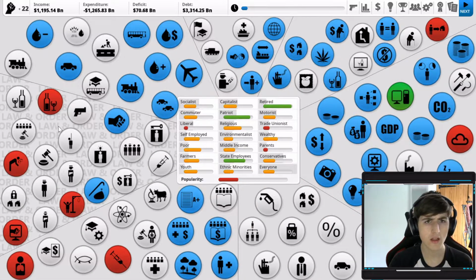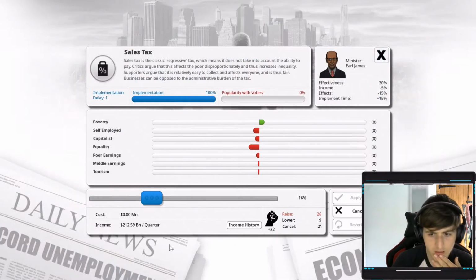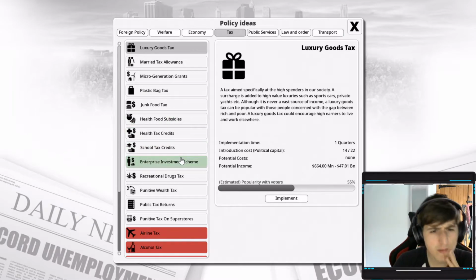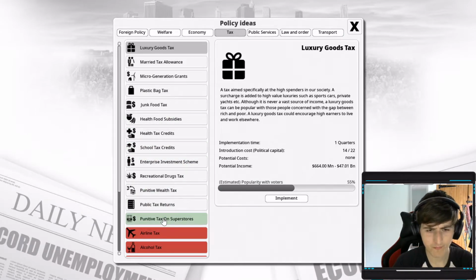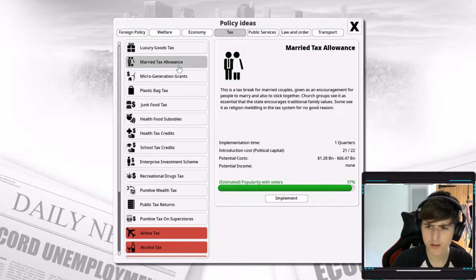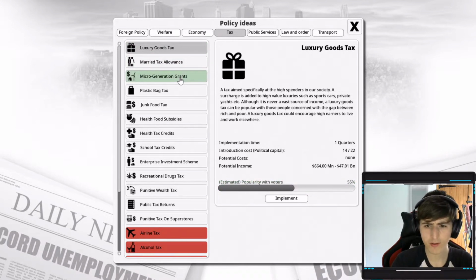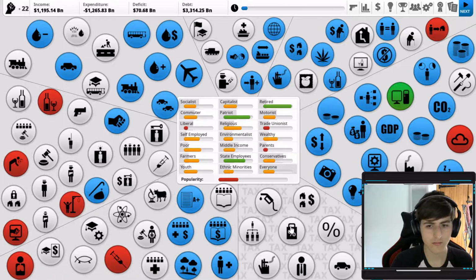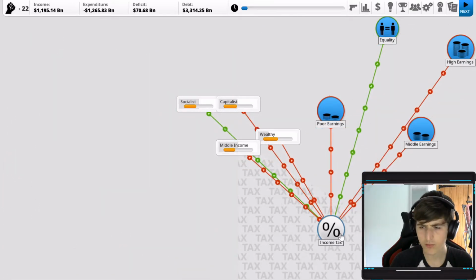And we've still got a little bit more to go. I think we might want to try and... we can't boost sales tax. Let's have a look at maybe some different types of taxes. So luxury goods tax, that might be quite good. It's relatively popular. And public tax returns will reduce tax evasion. Now, that is a good point. We don't have a tax evasion problem at the moment.